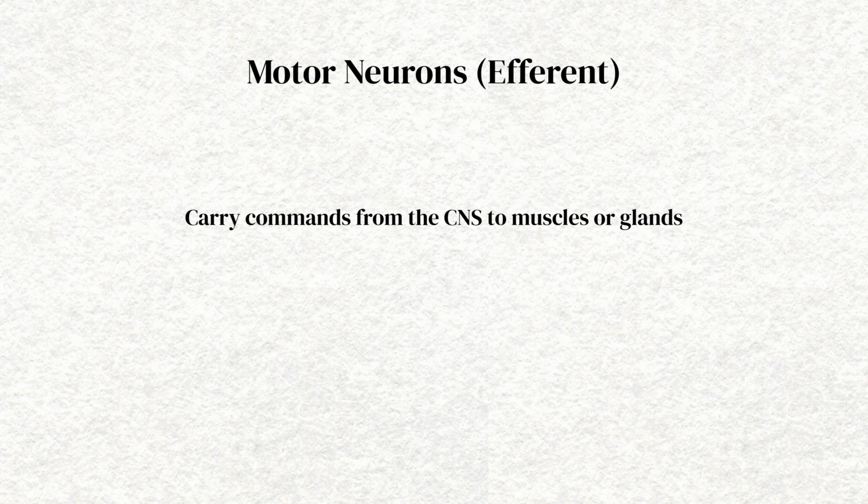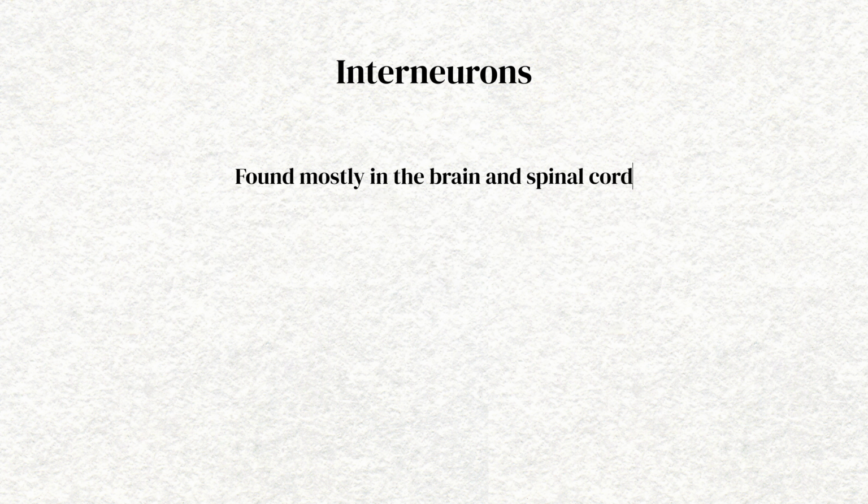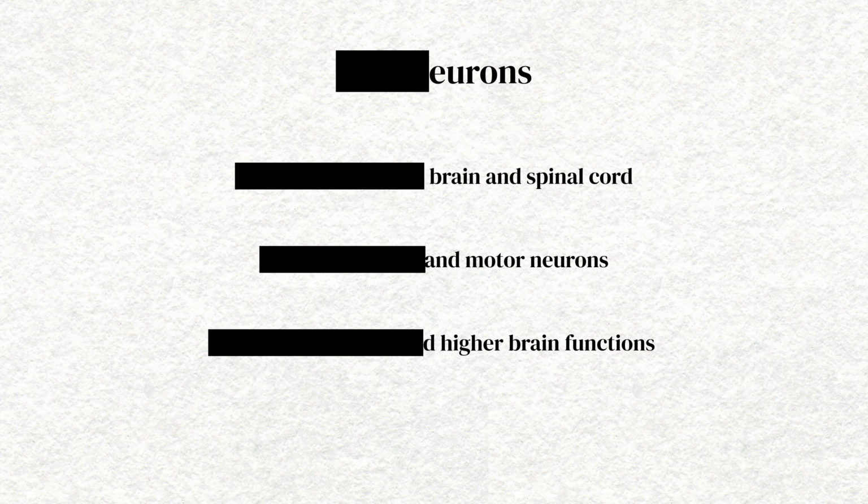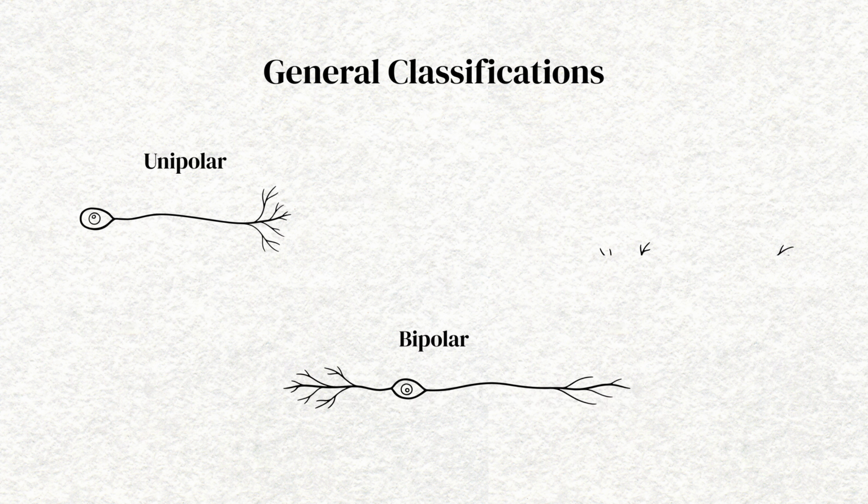Then we have motor neurons, or efferent neurons. These carry commands from the CNS to the muscles or glands. An example of this is they tell your hand to pull away from that hot stove. And finally, we have interneurons. These are found mostly in the brain and spinal cord. These connect the sensory and motor neurons. They are involved in reflexes and higher brain functions like thinking and learning. There are also structural classifications like unipolar, bipolar, and multipolar, depending on how the parts of the neurons are arranged.